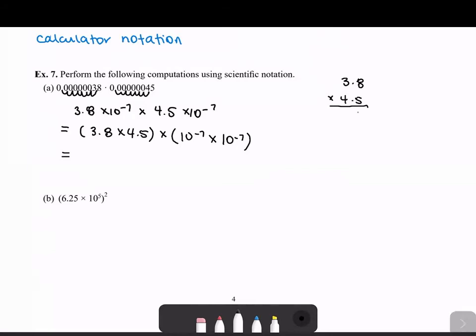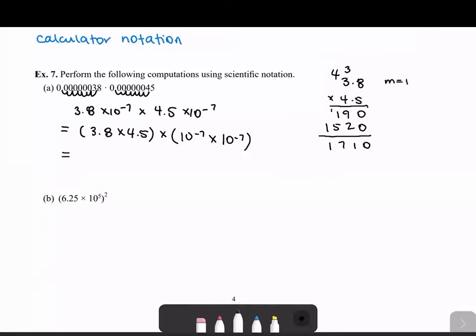So 5 times 8 is 40, 3 times 5 is 15, plus 4 is 19. We add a placeholder. 4 times 8 is 32, carry the 3. 3 times 4 is 12, plus 3 is 15. So when we multiply these as if they were whole numbers, we get 1710. And remember that now we need to add how many decimal places there are.